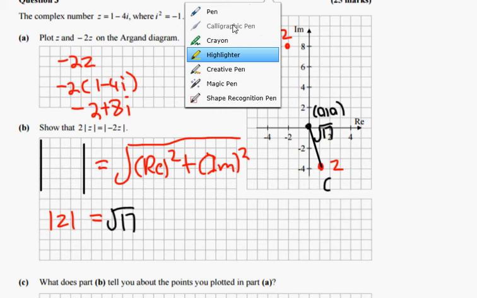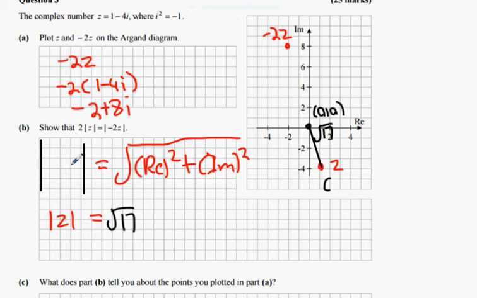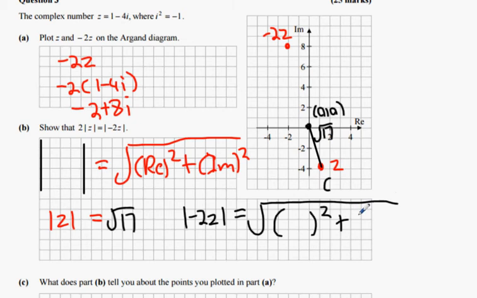Now, what's next is I found out what Z is. Now I have to find out what the modulus of minus 2Z is. Once again, it's the square root of the real part squared plus the imaginary part squared. What's the real part of minus 2Z? Minus 2. What's the imaginary part? 8. You put that into the calculator and you find out that it's 2 root 17.